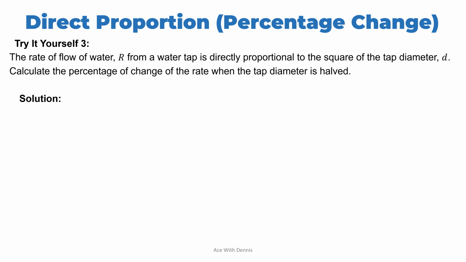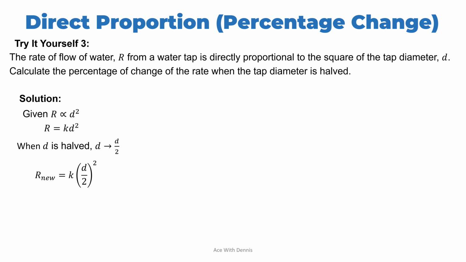Alright, here's the solution. Given that R is directly proportional to D squared, hence R equals kD squared. When D is half, D becomes D over 2. The equation becomes R new equals k times D over 2 squared, which is kD squared over 4.